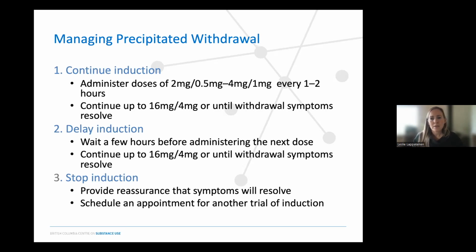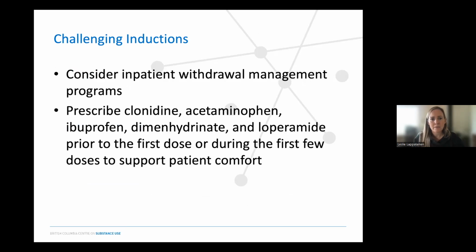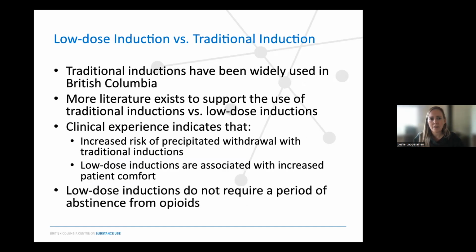A third option is to stop the induction altogether and then strategize with the patient to come up with an alternative time where you'll try again, or discuss other OUD options, so switching to methadone or SROM as potential options. You can consider inpatient admission, so like admission to a detox unit, etc., if you anticipate it will be a challenging induction.